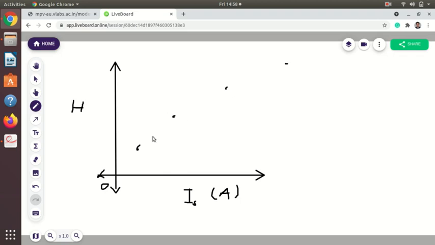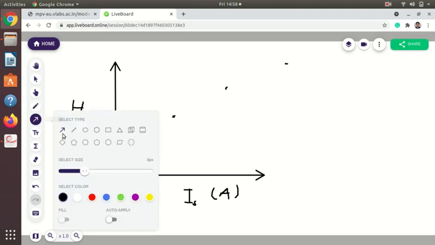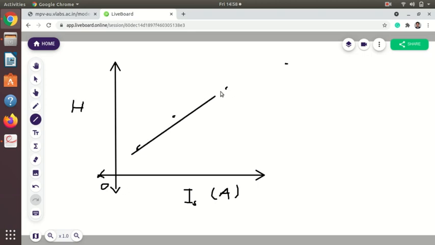Okay, so the actual nature should be linear. So if I have to take a linear graph, I will plot like this. Most of the points are not on the line, but still they are close to the line such that the error for all the experiments is minimum. So you have to plot such a line.